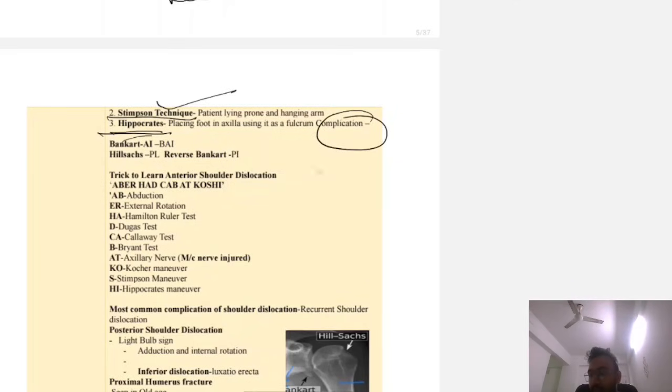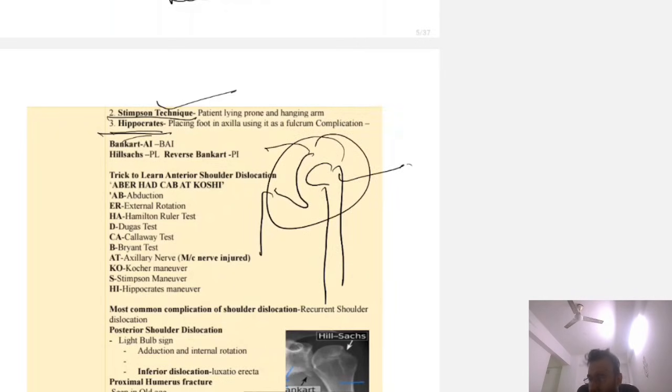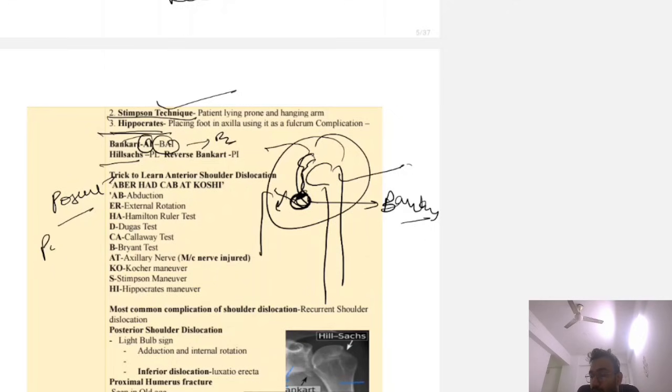Okay, now the complication. So this is the shoulder joint, this is the humerus. Okay, so you can see if this shoulder is dislocated, the labrum is here, so it will rub the labrum if the shoulder is dislocated anteriorly. Okay, this is the scapula. So if the shoulder is dislocated even once, the labrum will get torn. So the tear in the antero-inferior part is known as Bankart lesion, and Hill-Sachs lesion is posterolateral.